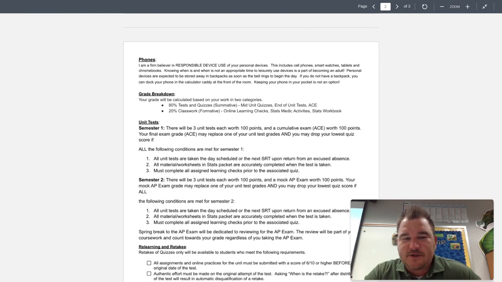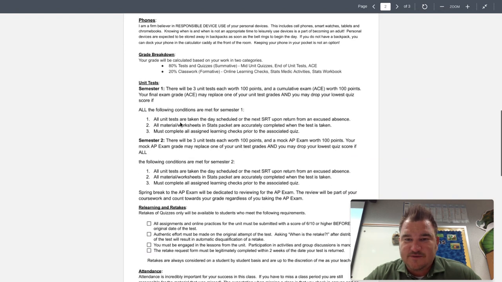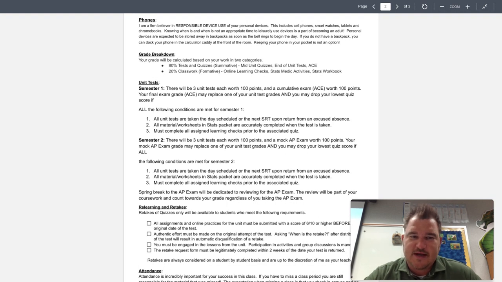And then there's going to be 3 unit tests each semester as well. And the 3rd unit test in semester 2 is actually a practice AP exam. So all of those are there. The unit tests are worth 100 points each, and the quizzes are usually like 20 points or so. So the majority of students' grade is going to be determined by how they do on the tests. I typically don't offer too many retakes of those tests.